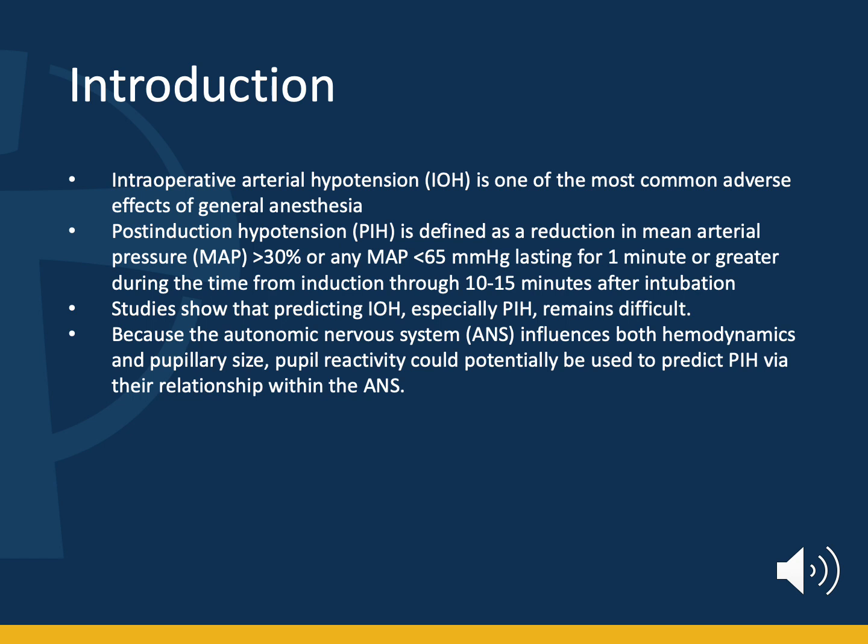Studies show that predicting intraoperative hypotension, especially post-induction hypotension, remains difficult. Although the main suspects leading to intraoperative hypotension include blood loss, vasodilation, and excessive anesthetic depth, there are different causative agents of post-induction hypotension. The two main causes of post-induction hypotension are anesthesia-induced inhibition of sympathetic tone and lack of surgical stimulation. In our summary, our review hypothesizes that because the autonomic nervous system influences both hemodynamics and pupillary size, pupil reactivity could potentially be used to predict post-induction hypotension via their relationship within the autonomic nervous system.